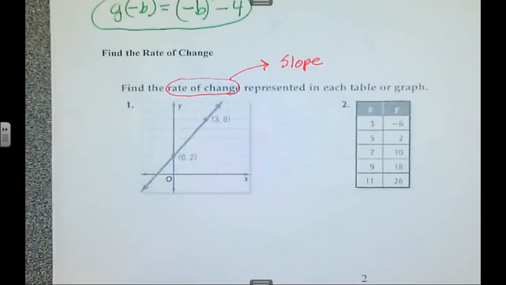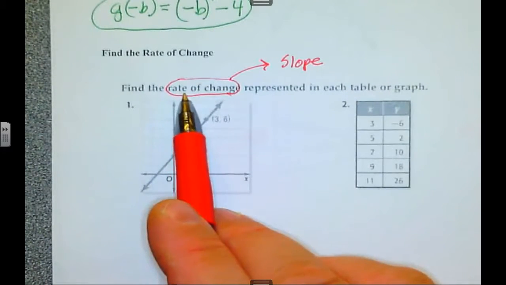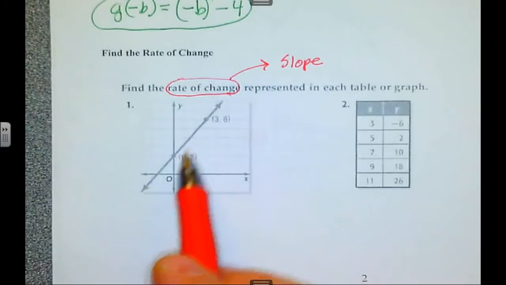Okay, the difference between rate of change and slope. Rate of change, we like to have 1 unit in the denominator. Okay? So what we're going to do is find the slope, and then we're going to actually divide it out. Okay? So I have my 2 points here.